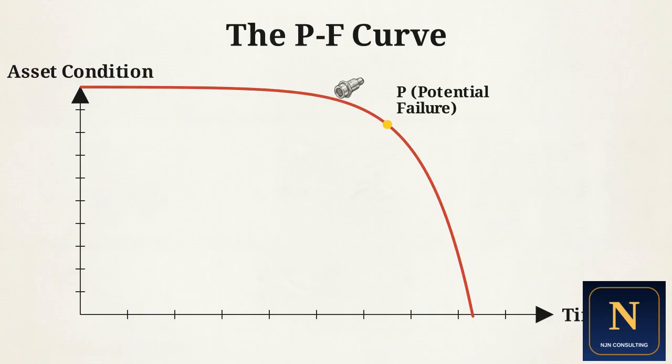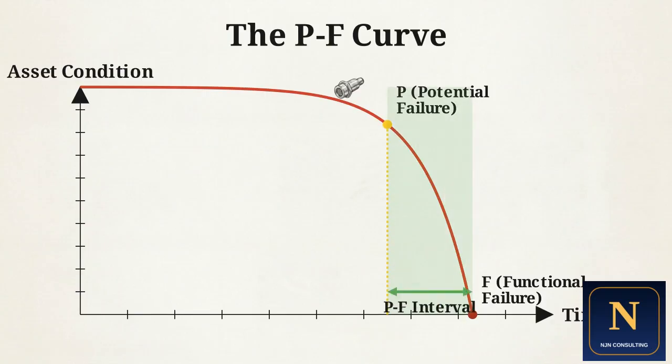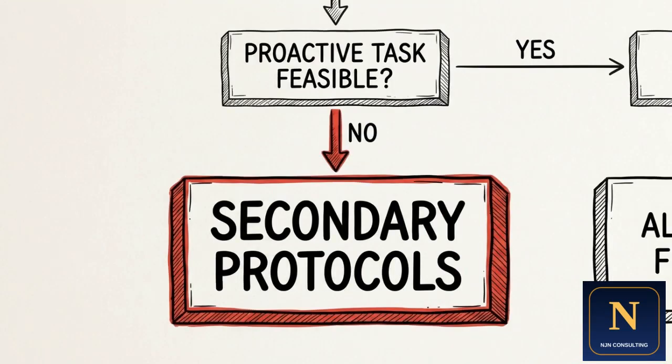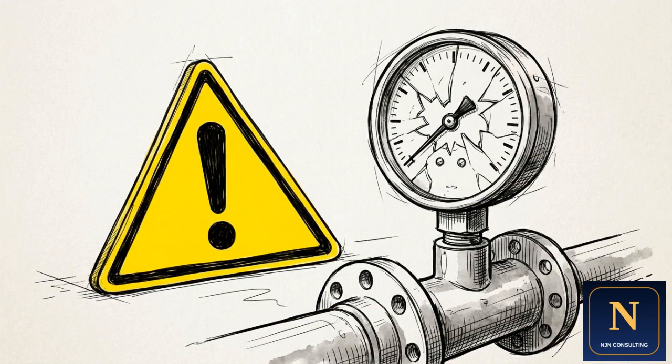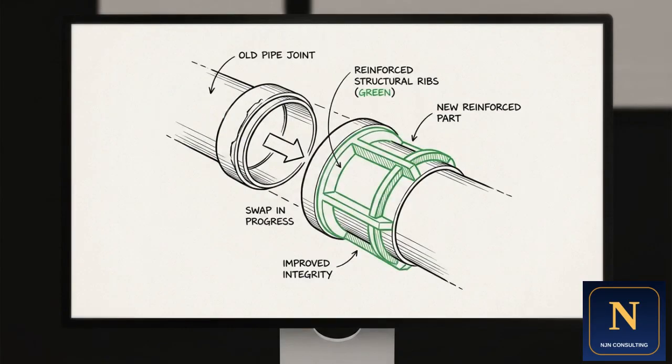Look at the specific window between P, the first detectable sign of trouble, and F, actual functional failure. This is the PF interval. To prevent a breakdown, our condition monitoring must happen inside this exact time frame. When proactive tasks are impossible, we move to default actions. If the failure carries an unacceptable safety consequence and we cannot predict it, we are forced to use design improvement, which means engineering the failure mode out of the system entirely.